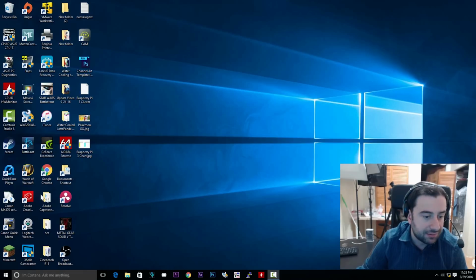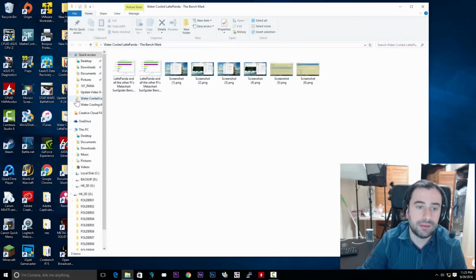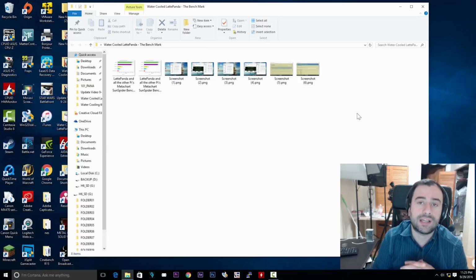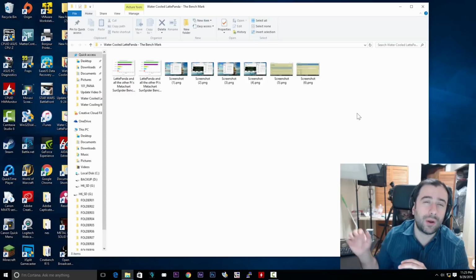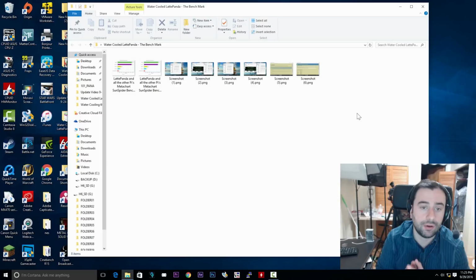Now I have a folder here. I call this one water-cooled Lightsay Panda benchmarks. So I have a bunch of images. The reason I'm using images is that these are screenshots of the Lightsay Panda. I couldn't use the capture software because it would mess with the stress test and it would freeze a lot. I also didn't want to capture the screen because that didn't look good. So I figured I'd do a video like this where I show you the screenshots of all the benchmarks that I performed, and they were pretty good.